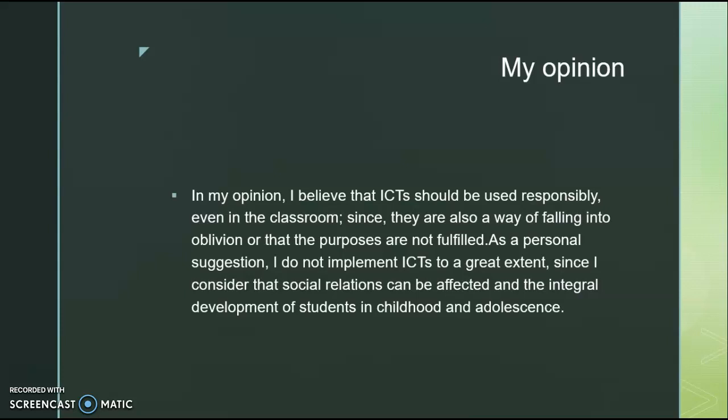As a personal suggestion, I do not implement TICS to a great extent, since I consider that social relations can be affected in the integral development of students in childhood and adolescence.